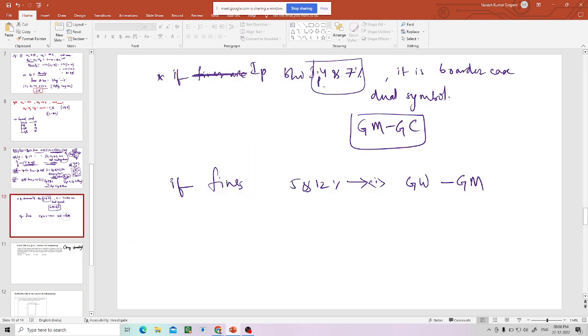There are four combinations possible: GW-GM, GP-GM, GW-GC or GP-GC, like that. So now you understood how to divide. You can just replace G with S, that's it, if it is sand. So like that, we will classify the soil. So we will solve one or two problems in the next class.